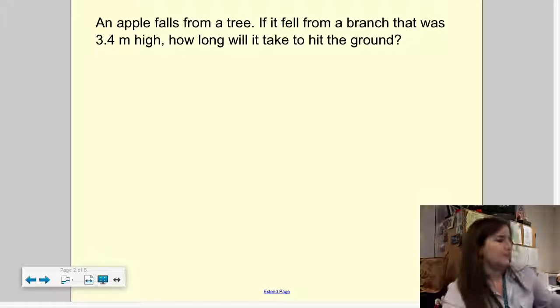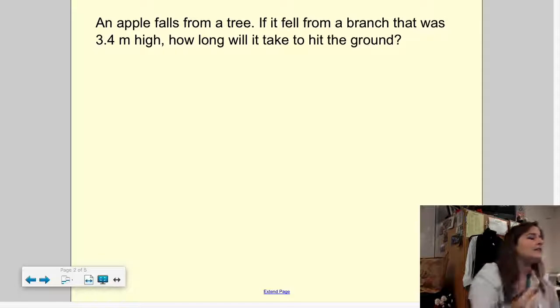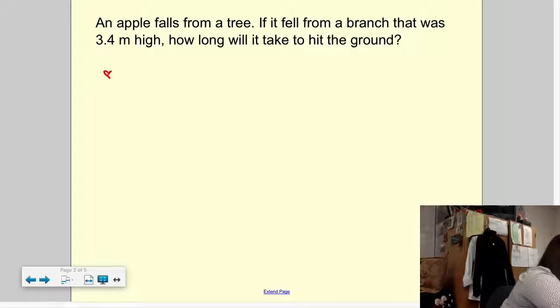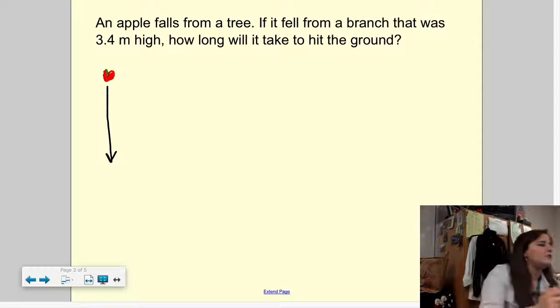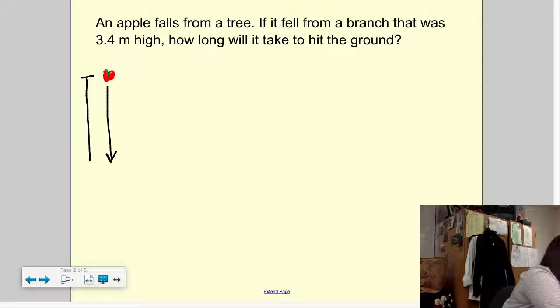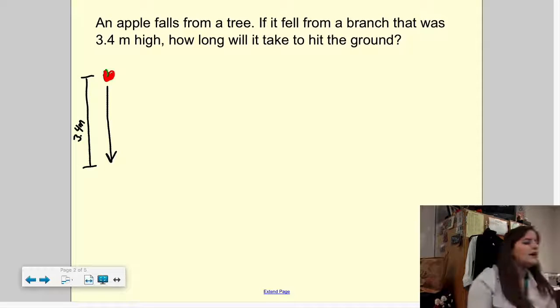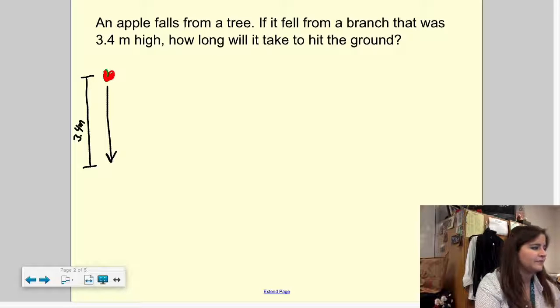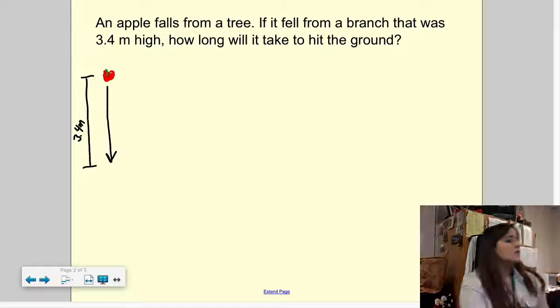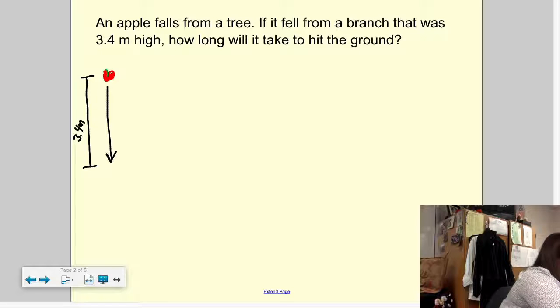An apple falls from a tree. Step 1, I'm always going to draw a picture. So I'm going to draw my picture. There's my apple. Kind of looks like a heart, but that is my apple. And it falls. If it fell from a branch that was 3.4 meters high, so the distance that it fell is 3.4 meters, how long will it take to hit the ground? So we're looking for time. Time is our unknown. That is what we are trying to find.